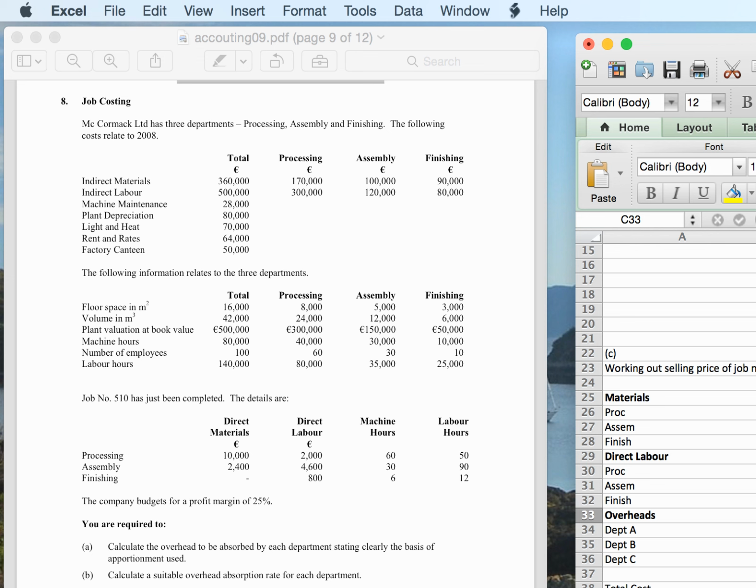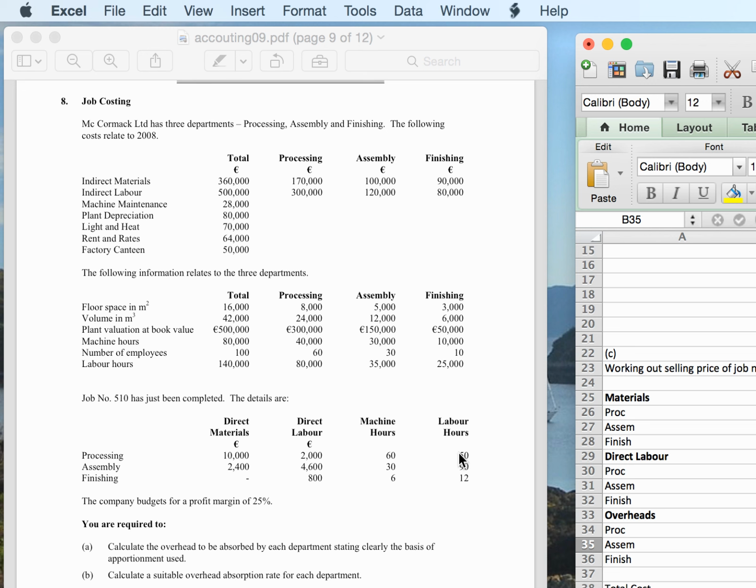Okay, so this is processing. So the processing now, I know it's going to be based on labour, so we're going to have 7.93 multiplied by the number of, so 7.93, that's the rate, multiplied by the number of labour hours involved in this particular job that we're doing. So the labour hours in this job for the processing department is 50. So the absorption rate we have above multiplied by the 50 labour hours.